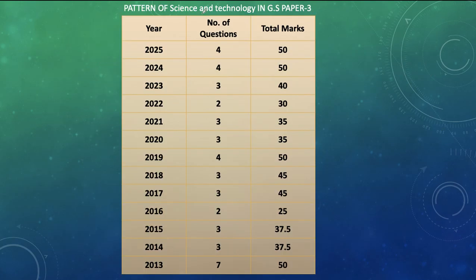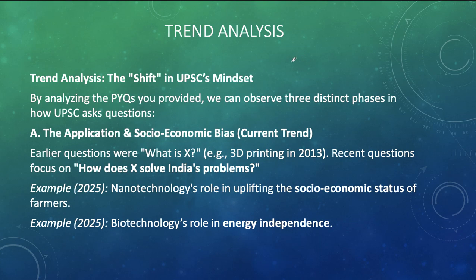And coming to the science and technology pattern in GS Paper 3, overall they are asking a minimum on average of 4 questions recently, but at minimum they have asked 2 questions and at maximum they have gone up to 7 questions also. But with the recent trend in the Mains examination 2026, we can expect at least 4 questions for 50 marks in the science and technology segment.